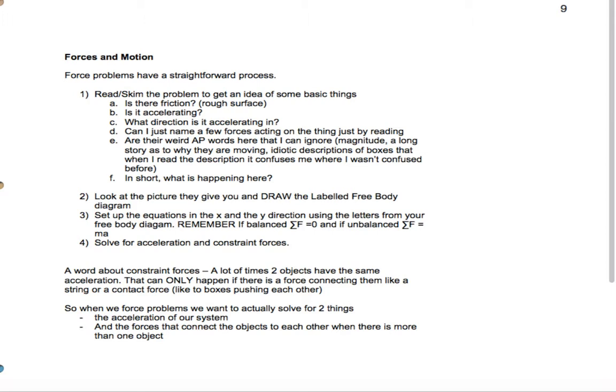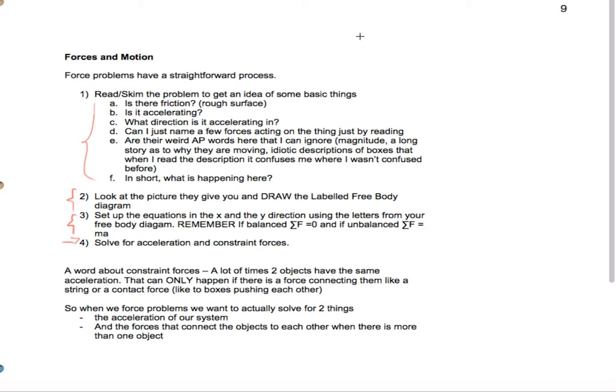A couple of things. I have a process for doing force problems that I find really useful. You want to skim the problem to get a feel for it. You want to draw a labeled free body diagram. You want to set up your x and y equations, and then you want to solve for your acceleration and constraint forces that we discussed in class.